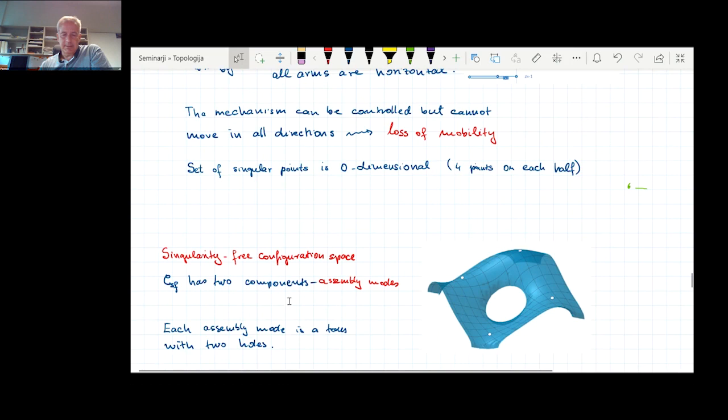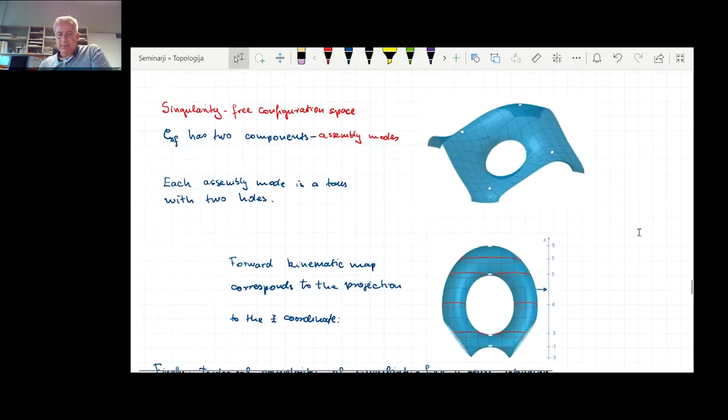And so each part of it is an assembly. So the upper part is a torus with 2 holes, and the lower part is a torus with 2 holes, and then with additional 4 singularities of this loss of mobility kind. And I can also visualize the kinematic map because this is a one-dimensional thing, and is a kind of a Morse map which is depicted like here.